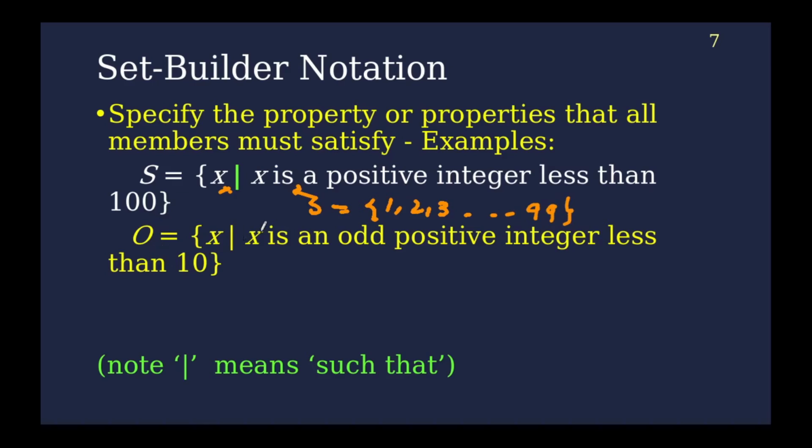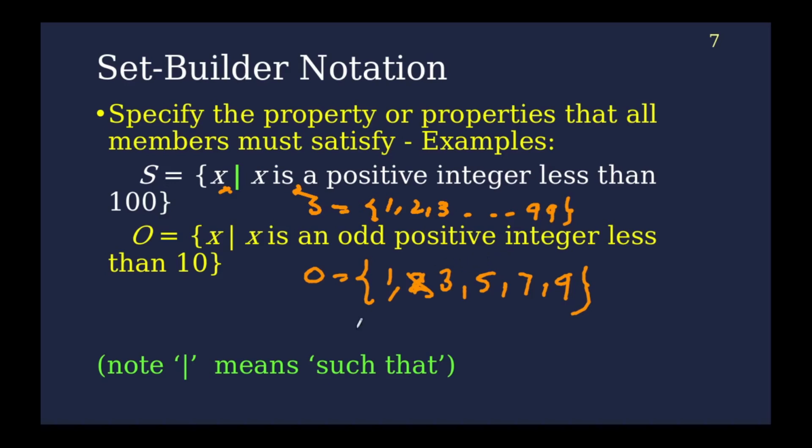Second example, x is an odd positive integer less than 10. So 1 is odd and it's a positive integer, so it is satisfying the property. 2 is positive but it is not odd, so 2 cannot be part of this set. So we will remove this 2. Instead we will consider the second element as 3, then 5, then 7, then 9. So 1 is satisfying the property, 3, 5, similarly 7 and 9.